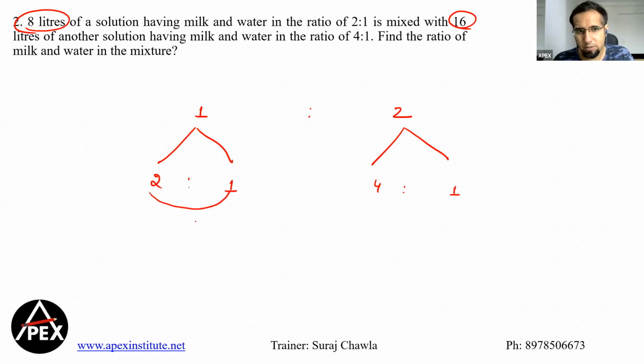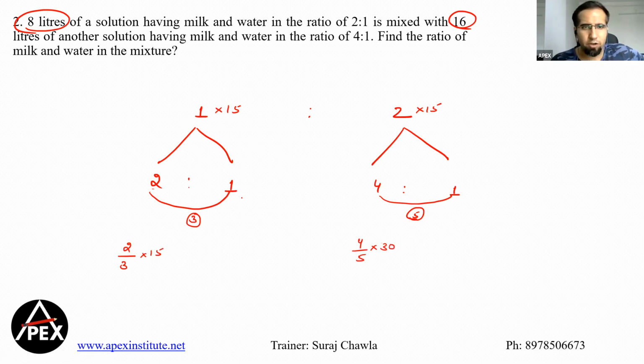Which means what is the total here, guys? Total here is 3 parts. Total here is 5 parts. So what is LCM of 3 and 5? LCM of 3 and 5 is 15. So next step is multiply 15 to both the terms. Now calculate. What is the quantity of milk coming from up here? So 3 parts is equal to 15. So quantity of milk is 2/3 into 15. And quantity of milk coming up from here is 4/5 into 30.